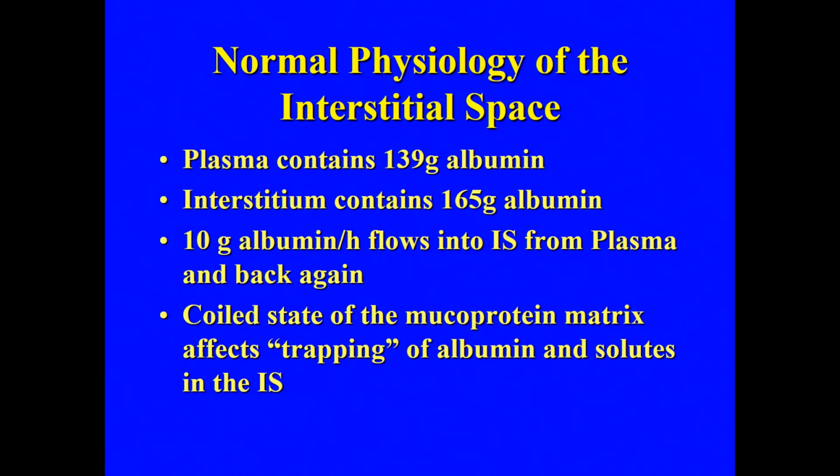We'll now review the normal physiology of the interstitial space. The plasma contains approximately 139 grams of human albumin in an adult. The interstitium contains approximately 165 grams of albumin, and there is 10 grams of albumin per hour flowing freely from the interstitial space to the plasma compartment and back again. As we mentioned earlier, the gel phase of the extracellular compartment consists of a mucoprotein matrix, which is in a coiled tertiary configuration, and that affects the flux of albumin and solutes into the interstitial space. This is frequently described as trapping of albumin in the coiled state.